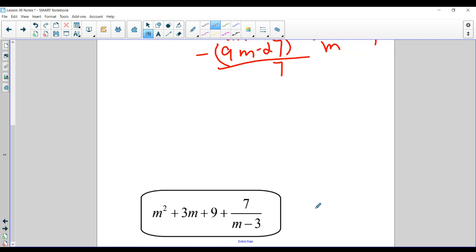And that's a little refresher on long division of polynomials. So that would be lesson 30 from unit 4. Let me know if you have any questions.